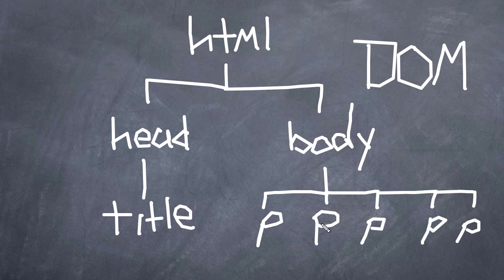And now these would all be siblings, while the body is the parent of all these P tags, okay? And these P tags are the child, all these P tags would be the child of the body. And then as we go on further nesting, the tree starts growing and we get more branches and nodes later on. Alright, so that's the document object model.